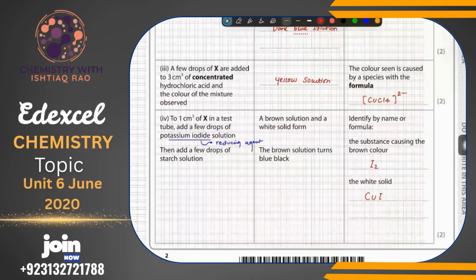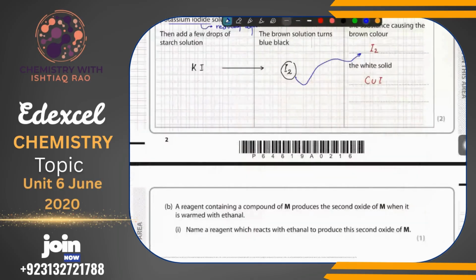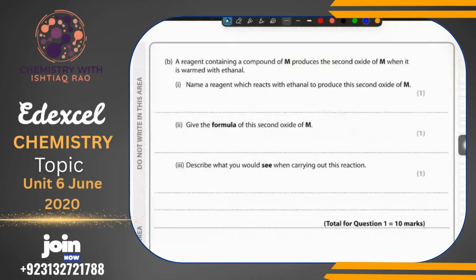Potassium iodide, when it is getting oxidized, would be changing into I2. As we know this is diatomic, so it has to be like that. So the brown color is due to iodine. And then a reagent containing a compound of M produces the second oxide of M when it is joined with ethanol. That's an aldehyde. Name a reagent which reacts with ethanol to produce this second oxide of M.